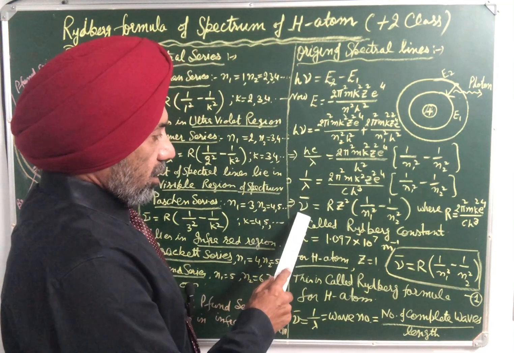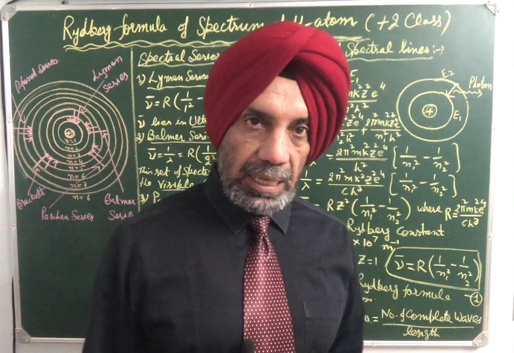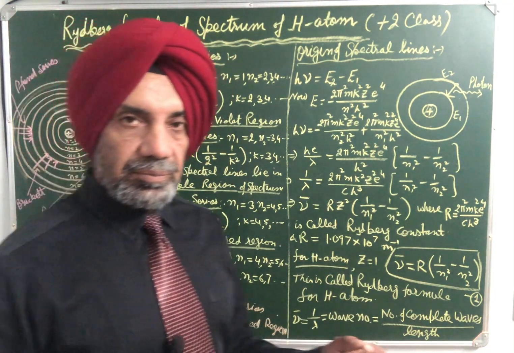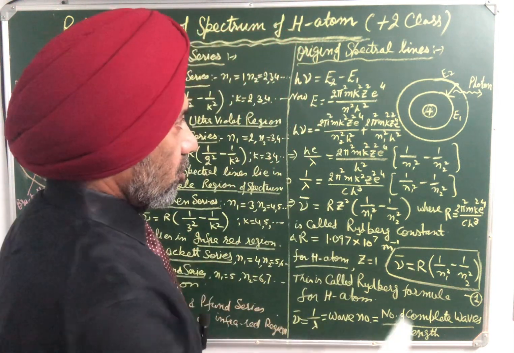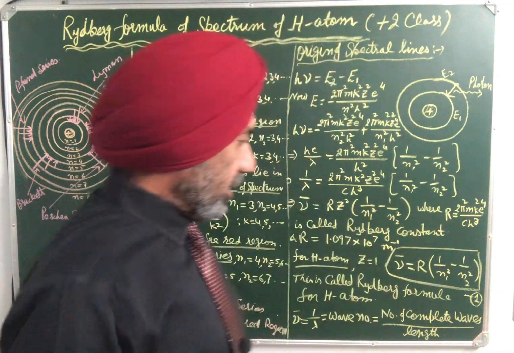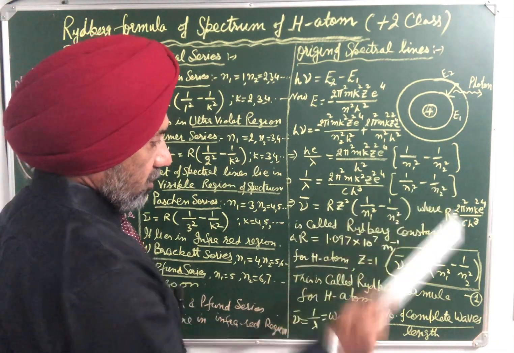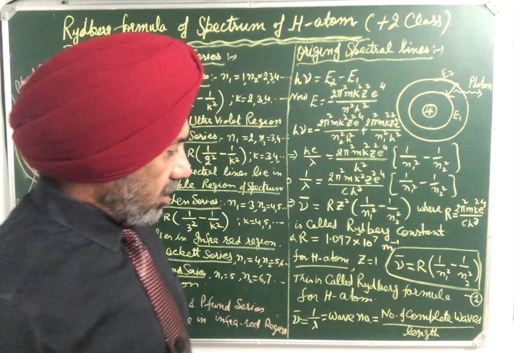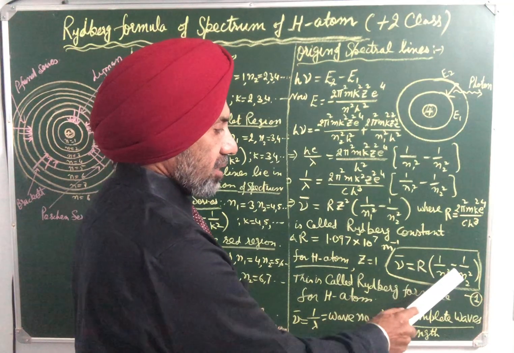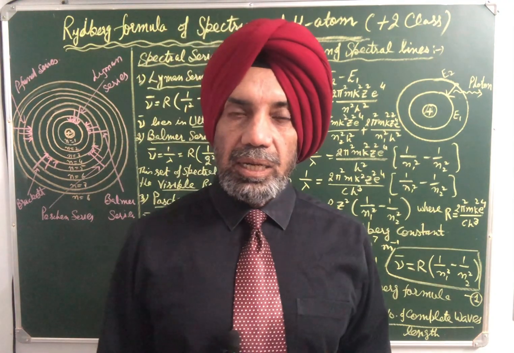So nu bar is equal to 1 by lambda is known as wave number. Wave number means it gives the number of waves completed per unit length. So when the photon is emitted, how many waves are completed in unit length is known as wave number. So the expression for wave number comes out to be this, and for H atom use z is equal to 1. So nu bar comes out to be R times 1 upon n1 square minus 1 upon n2 square, which is the required Rydberg formula for the hydrogen atom.